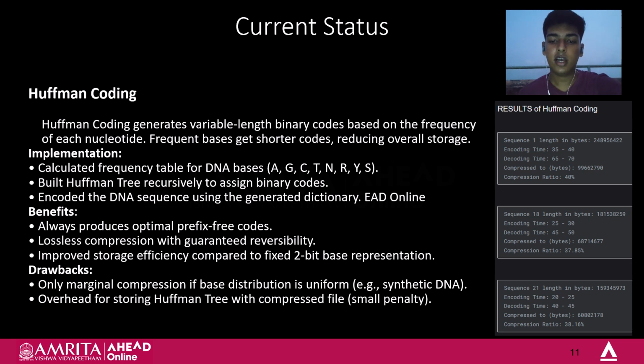And the drawbacks are, for certain nucleotides like N, R, Y, S, which might get stored in FASTA and FASTQ files, they might get ambiguous. That is, when it exceeds a particular limit, the complexity increases and the compression ratio might get worse.